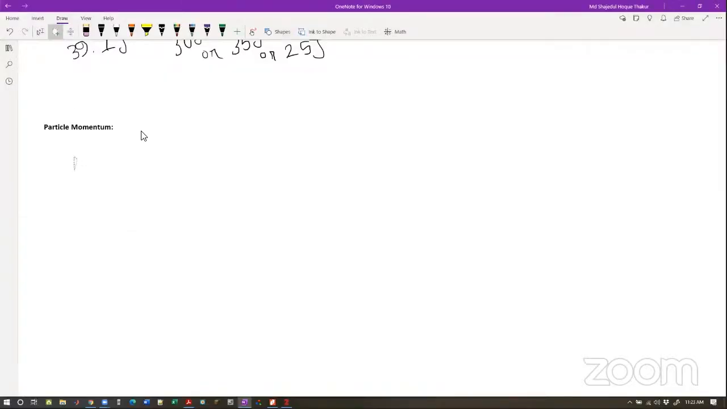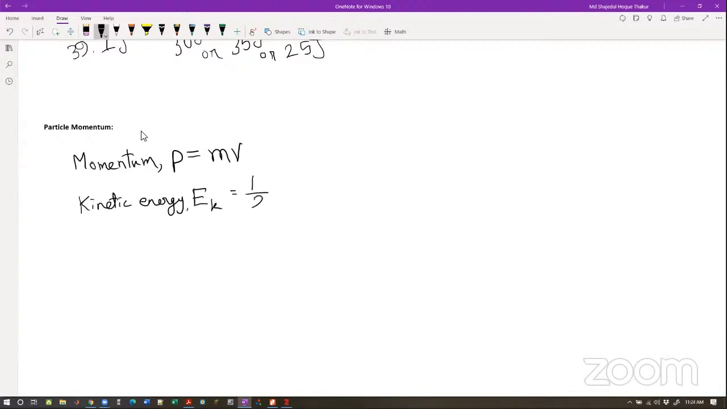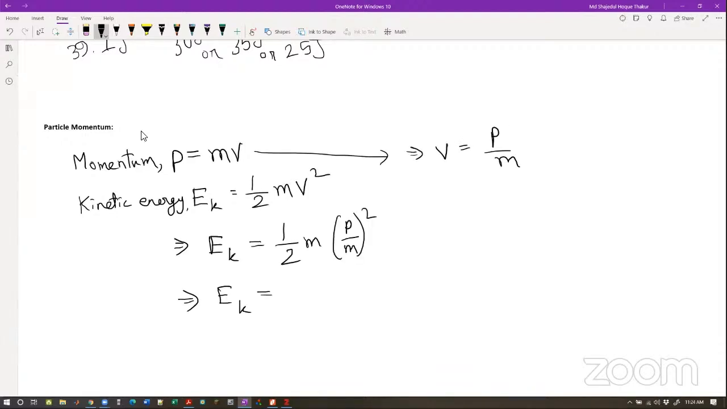So momentum এর formula কি? P is equal to mv, right? Kinetic energy formula কি? Ek is equal to half mv square, or v is equal to p by m. Things I type you cannot write as fast, but other things you can easily copy during the class. So 1m cancels out. What do we get? Kinetic energy is equal to p square by 2m.